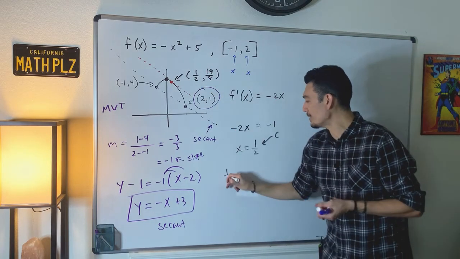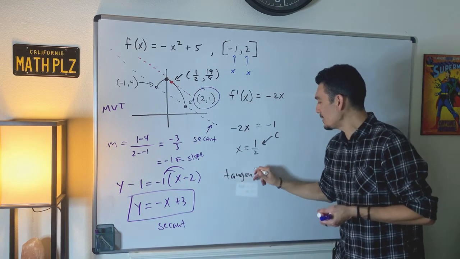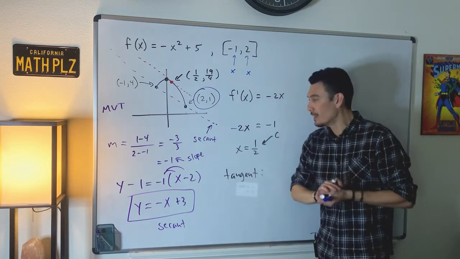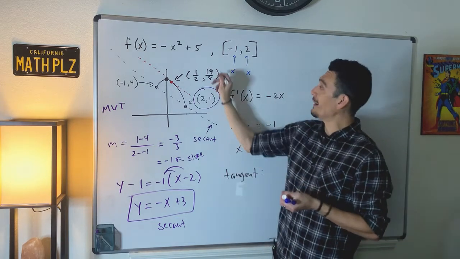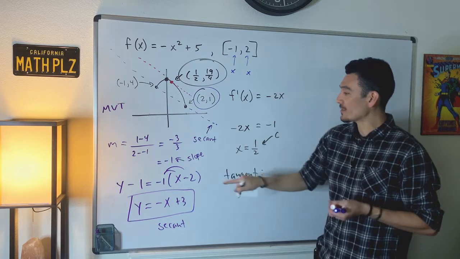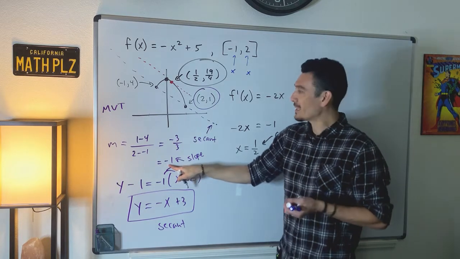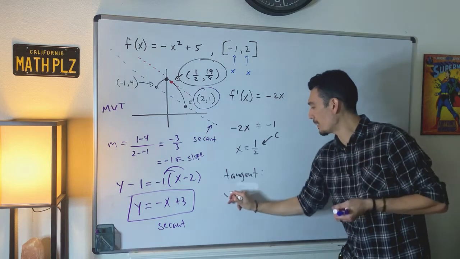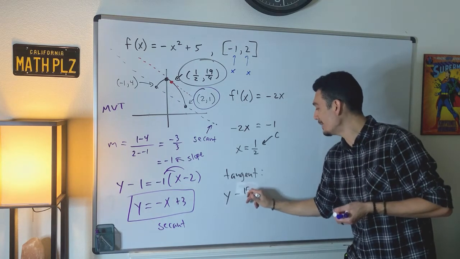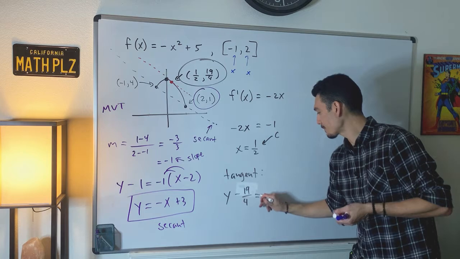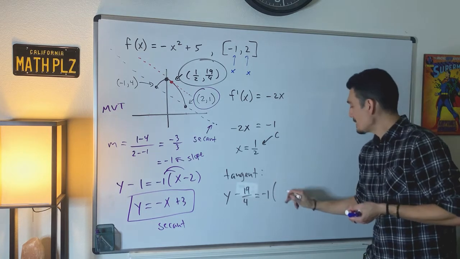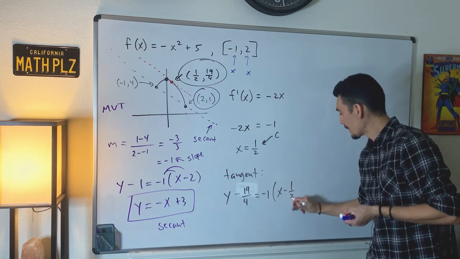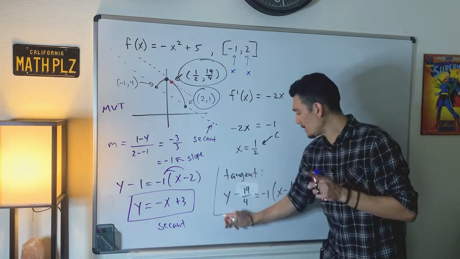And so now we can write the equation of the tangent line, because we have a point and we have a slope of -1, since we want to be parallel to the secant. And so your tangent line would be y minus y1 equals m times x minus x1. So this would be the equation of the tangent line.